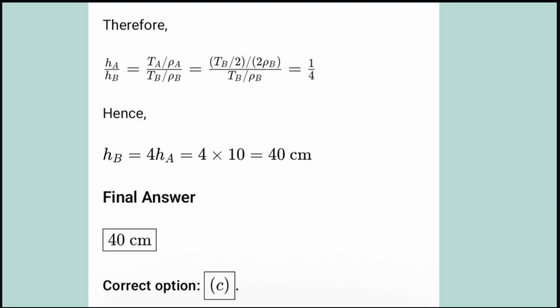Hence hB is equal to 4 hA, that is equal to 4 into 10, which is 40 centimeter. And the final answer is 40 centimeter. Here the correct option is option C, 40 centimeter.